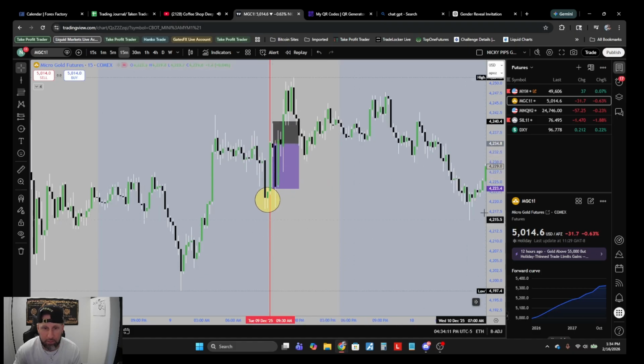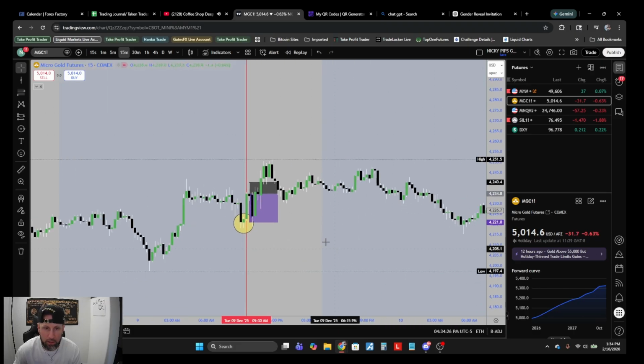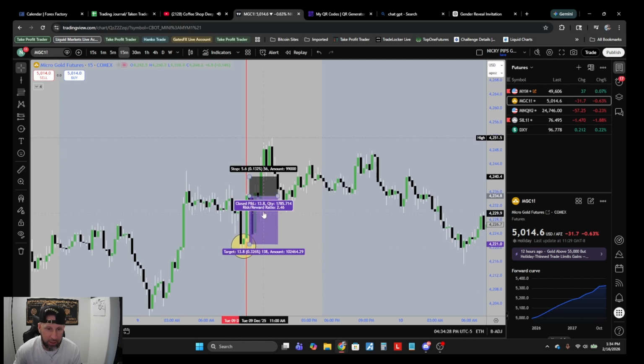And that would have been an easy one and done. Because price actually pushed all the way down to here, which would have been a nice almost 1 to 3. That's what we want to shoot for, usually a 1 to 2 or 1 to 3 risk to reward. So that would have been a nice setup right there.